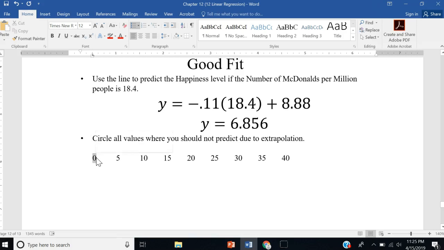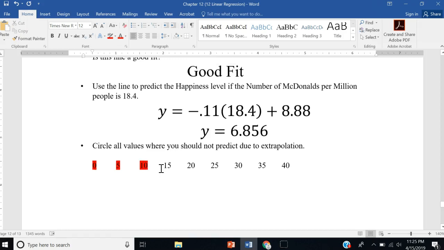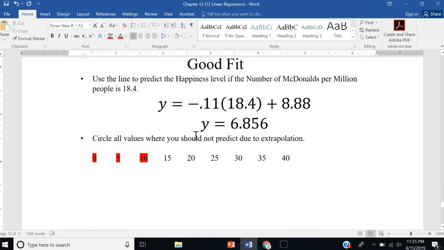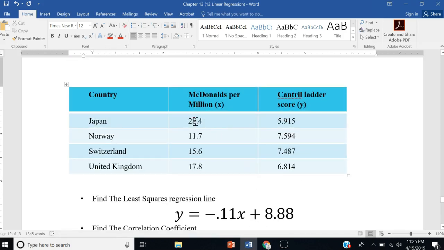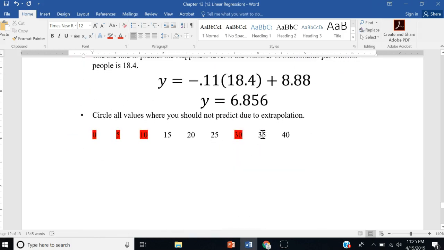So 0, I should not predict that because that would be too low. 5, I should not predict that because that is too low. In this example, 10 is too low because that's below my 11.7. 15, 20, 25, those are all between 11.7 and 28. 30, well, that's above 28.4. That's above the highest value. So I can't predict at 30. And because I can't predict at 30, I can't predict anywhere above there either due to extrapolation.